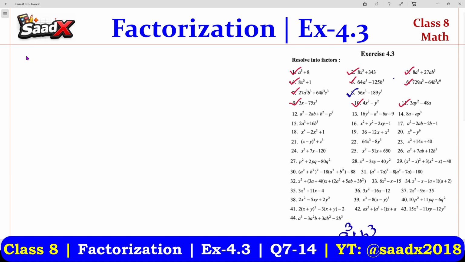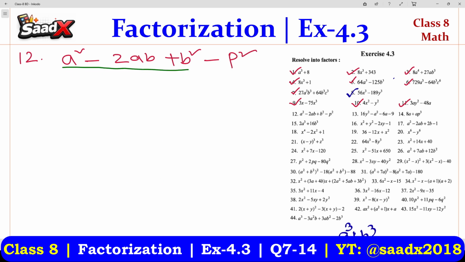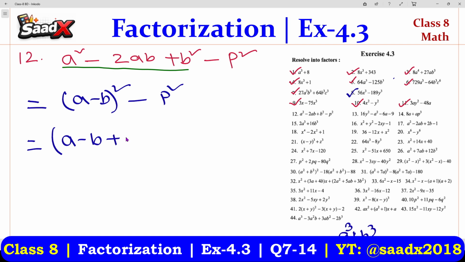Question 12 of factorization exercise 4.3, 12. A square minus 2ab plus b square minus p square. Look, this a square minus 2ab plus b square we can write directly a minus b whole square, and here is minus p square. Now it's looking like a square minus b square, so in this case we can write a minus b plus p and a minus b minus p, right? So number 12 done.